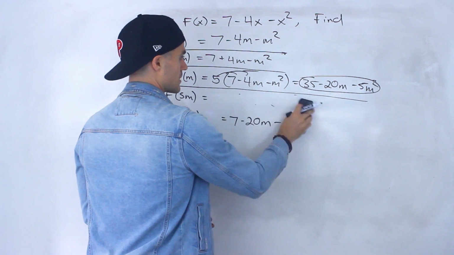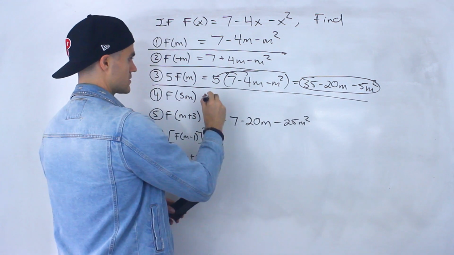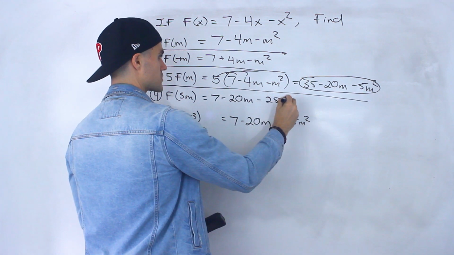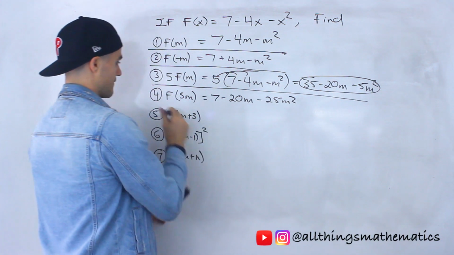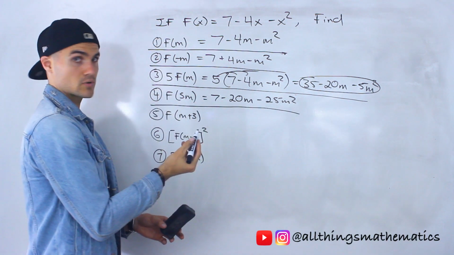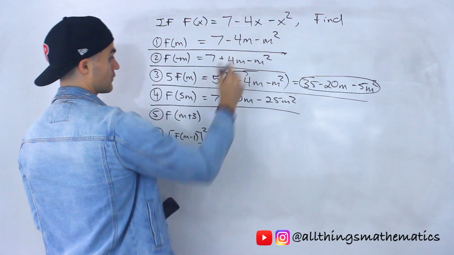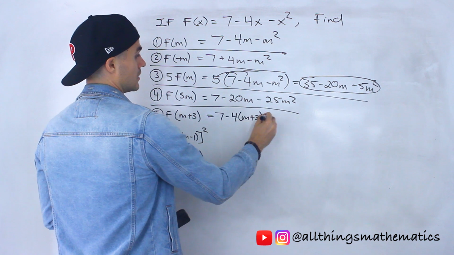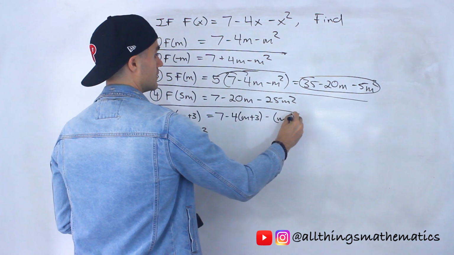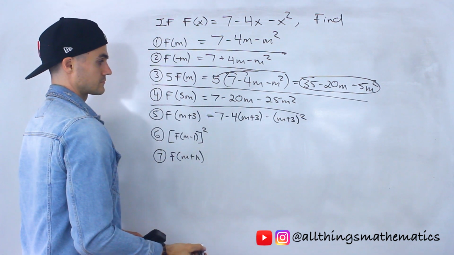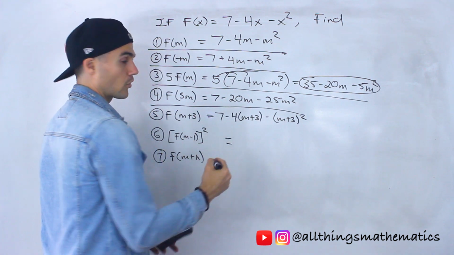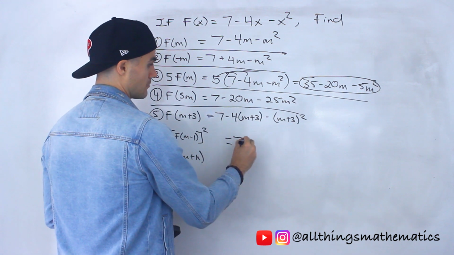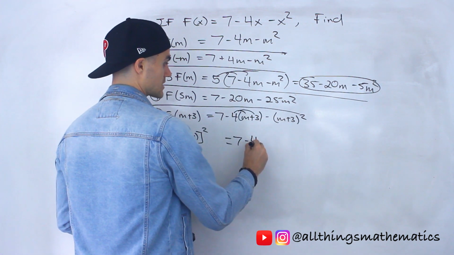Right, so let's write this up here. So we'll have 7 minus 20m minus 25m squared. And then we'll have f of m plus 3. We would take m plus 3 and plug it in for all the x values. So we'd have 7 minus 4 times m plus 3 minus m plus 3 squared. This is going to be more algebra, more simplifying. So we'd have 7 minus this negative 4 distributed inside the bracket.